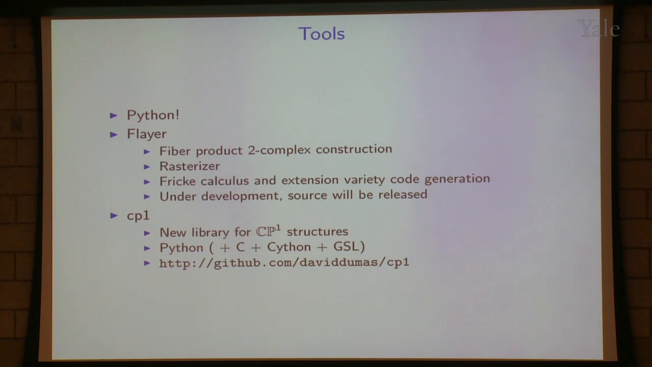OK, so I'll just end by saying that this was all implemented in Python with a little bit of C and Cython used to write an extension, that the CP1 structures library that was used is already open source, and you can find it on my GitHub page, and that the Flair, this fiber product layer reconstructor, will be open sourced as soon as we're done with it.